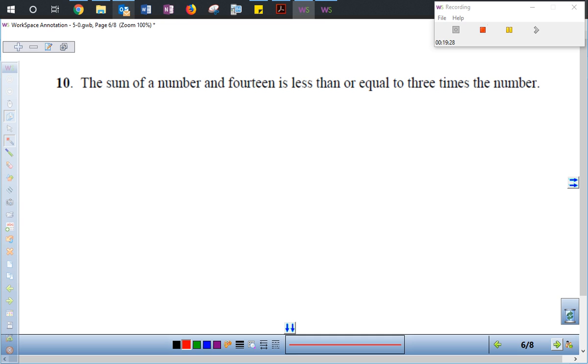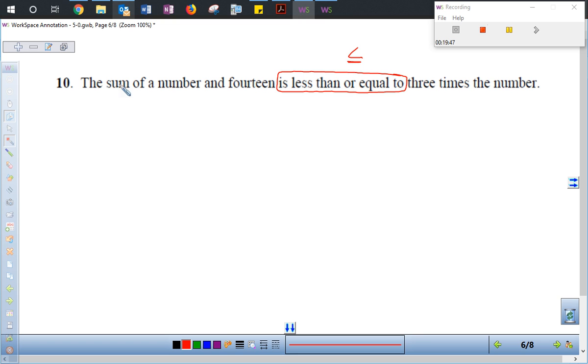Number 10, the sum of a number and 14 is less than or equal to 3 times the number. So remember, the phrase that represents the inequality symbol follows the word is. So here we have is less than or equal to. So this one's pretty straightforward. It tells you exactly what symbol to use, the less than or equal to symbol.